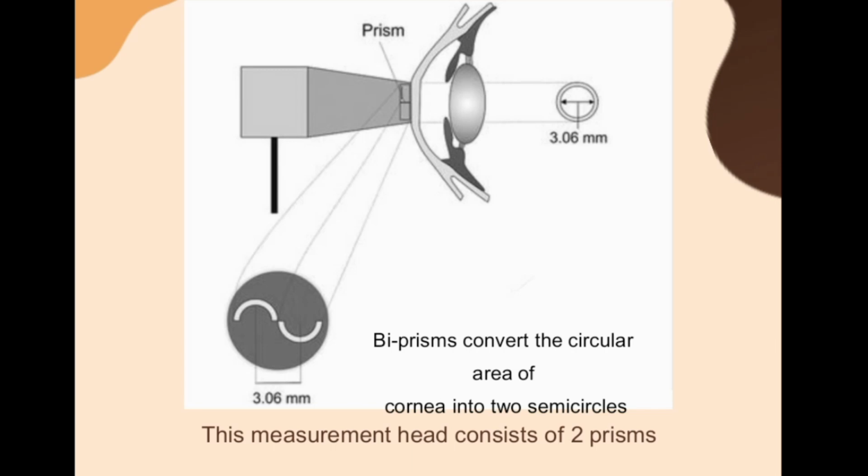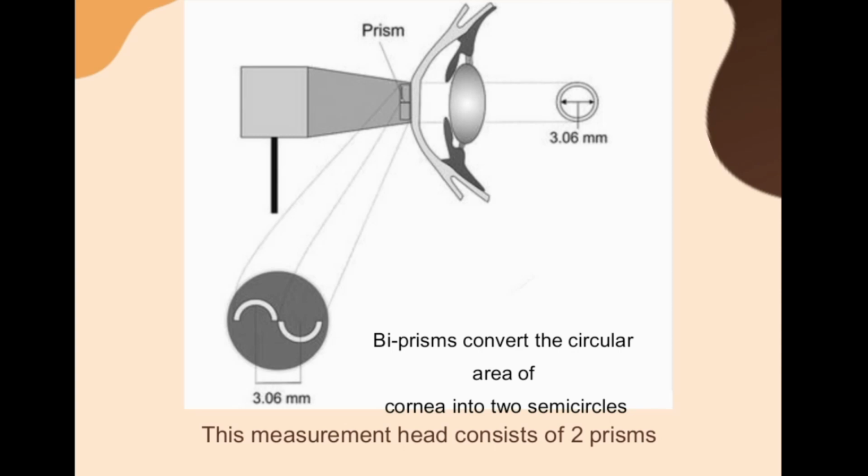This measuring tip consists of two prisms which will give the view of the cornea, right? How will it give it? This will give you the view of the central corneal surface which you are going to applanate. In what way? It will give you a circular image which will actually be divided into two semicircles. Is that clear?